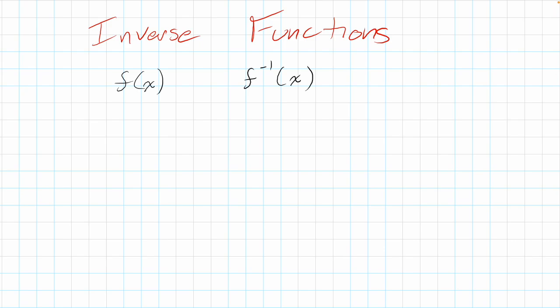Let's say you had the number 5 to the power of negative 1. That would be the equivalent of its reciprocal, 1 over 5. This notation, the inverse of the function, is not equal to the reciprocal of the function. So they want you to be aware that the notation is different.